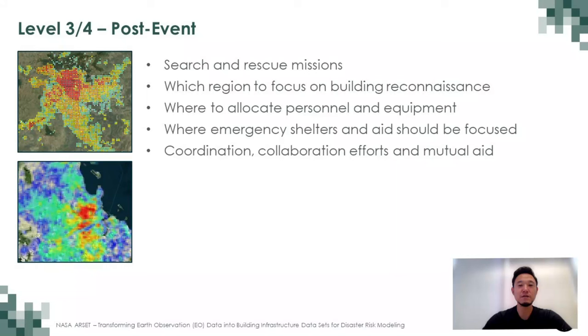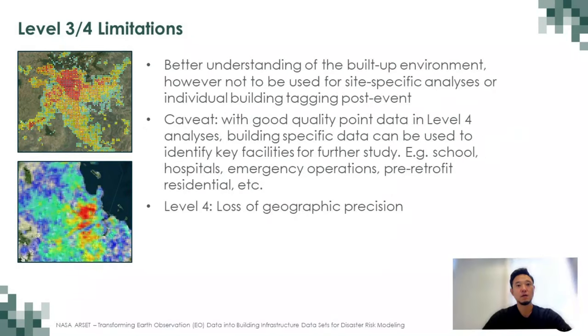Coordination, collaboration, and mutual aid. We know we probably have estimates of building damage for level 3 data, level 4 data. If the data is there, we have population exposed, so we can estimate the efforts required for any of these collaboration and mutual aid efforts.